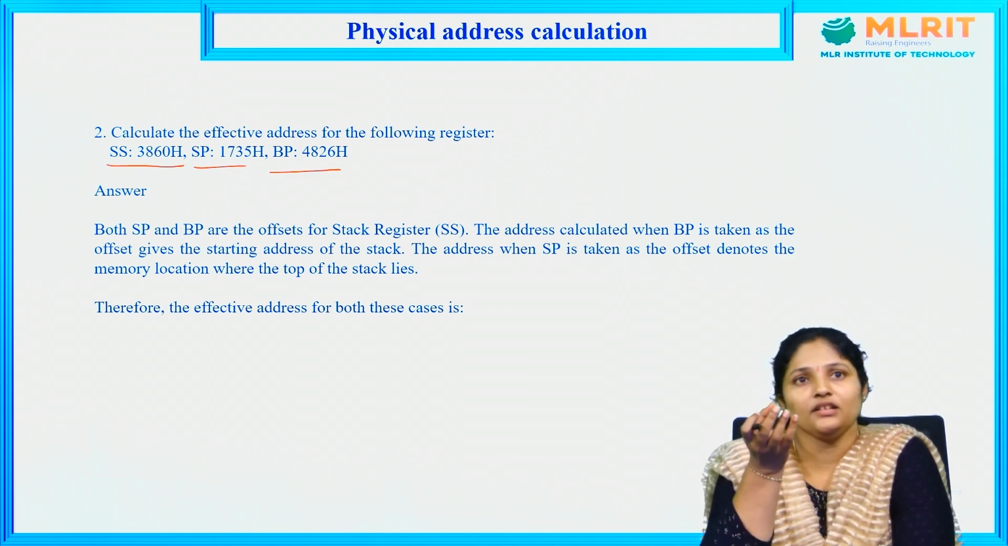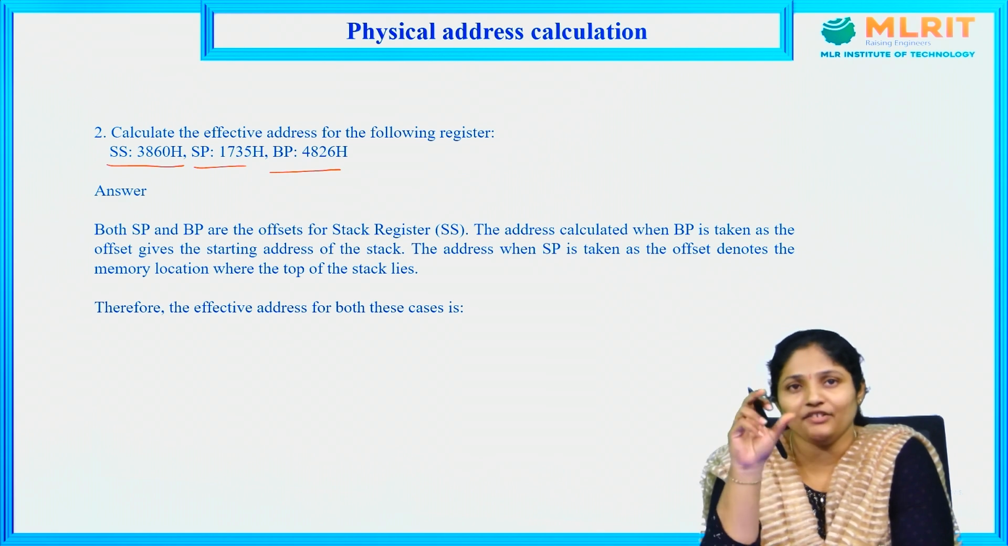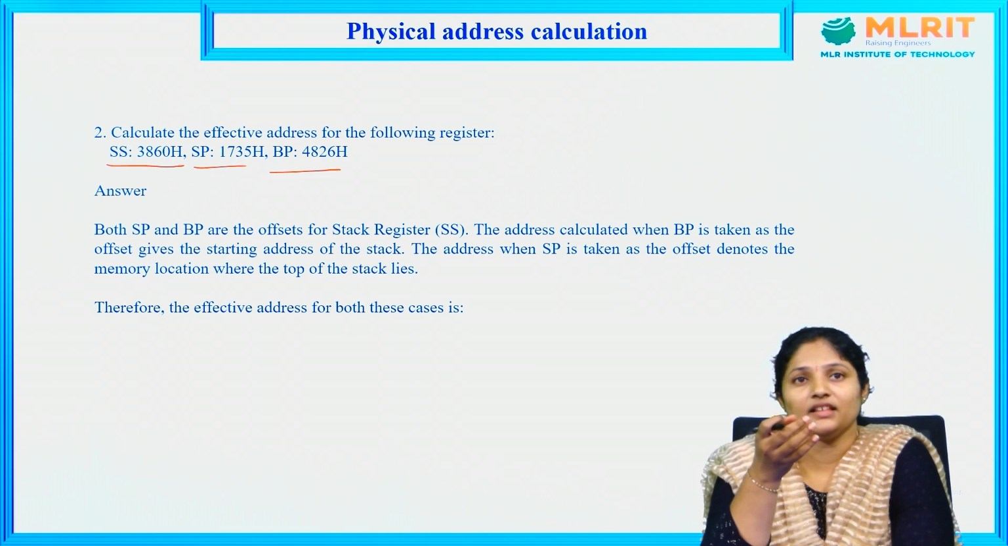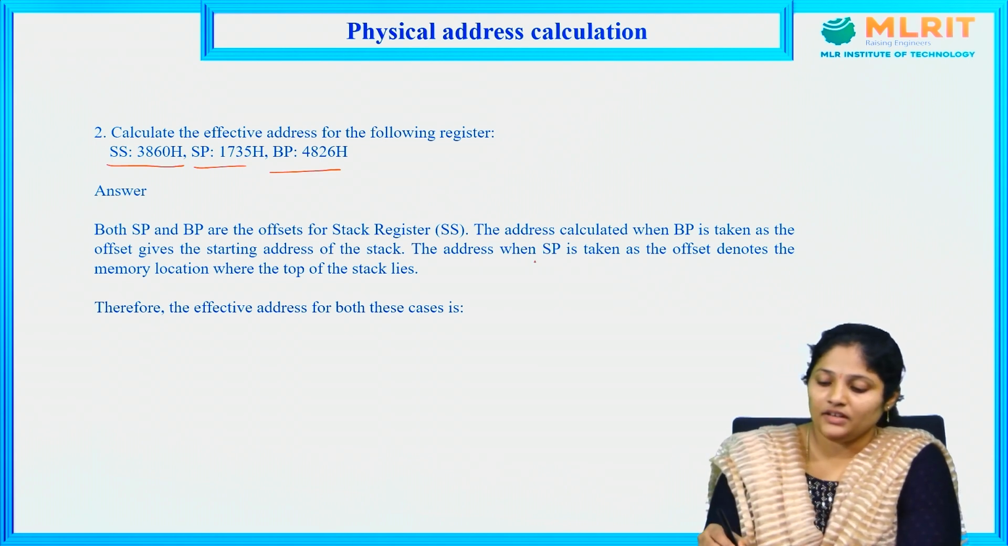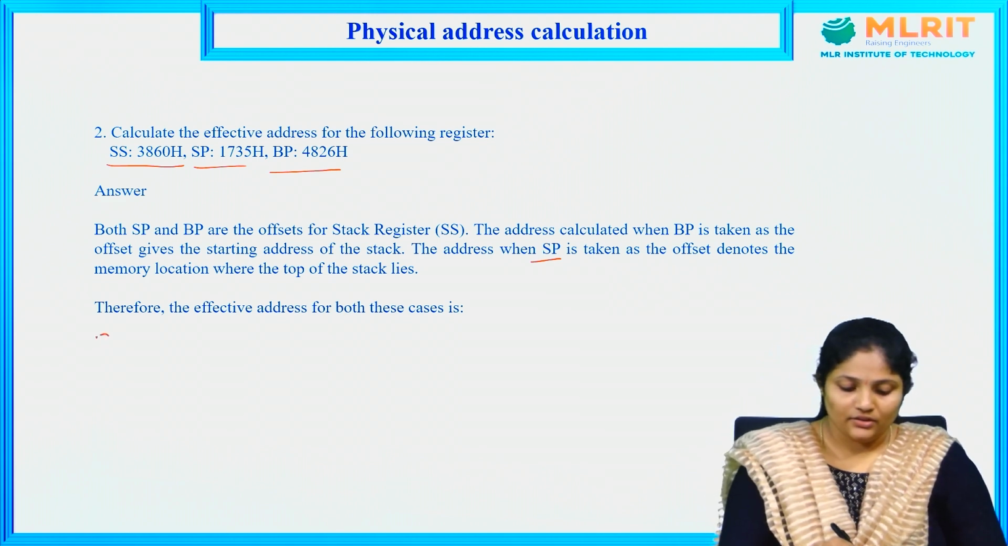Now, which register is used to find out the physical address or effective address? In this particular case, both SP and BP are holding the offset address of the stack segment. The address calculated with BP is taken as the offset giving the starting address of the stack, and the offset address calculated with SP denotes the particular memory location where the stack lies. So here you need to calculate two address locations.